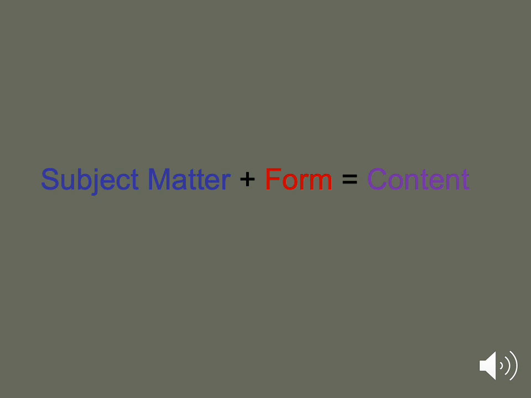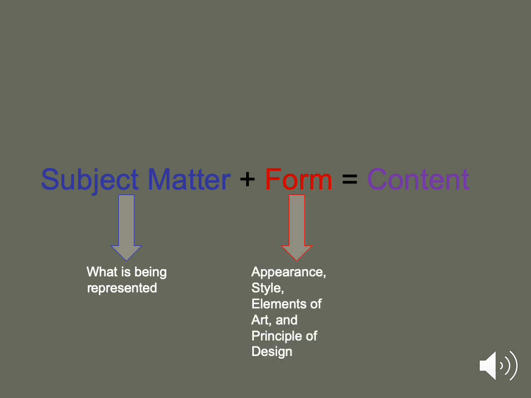I also wanted to give you this formula that you can see on your screen right now. Subject matter plus form equals content. So what does this mean? Well, subject matter is what is being represented. So in other words, the objects or people or places that a painting represents. Now, form is how those objects, people, or places are represented. So in other words, the appearance, style, elements of art, and principles of design in a work of art.